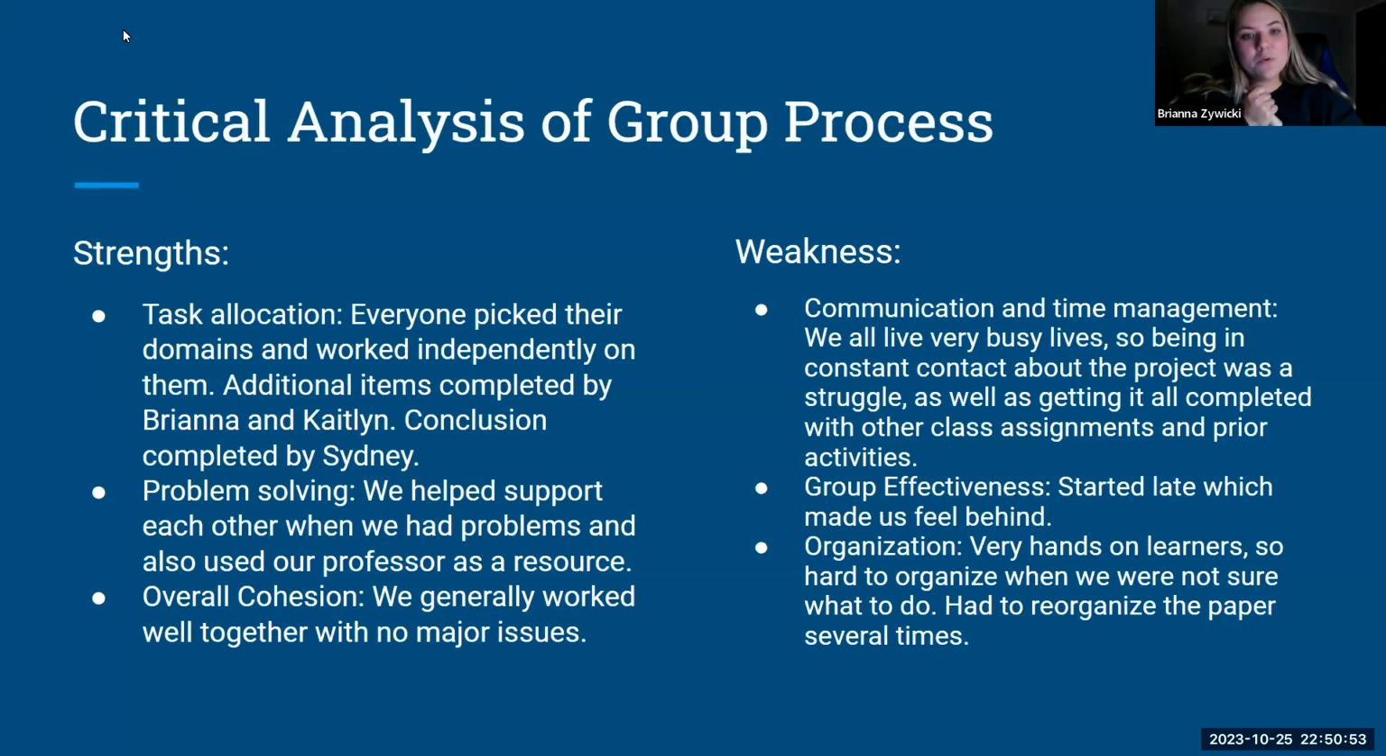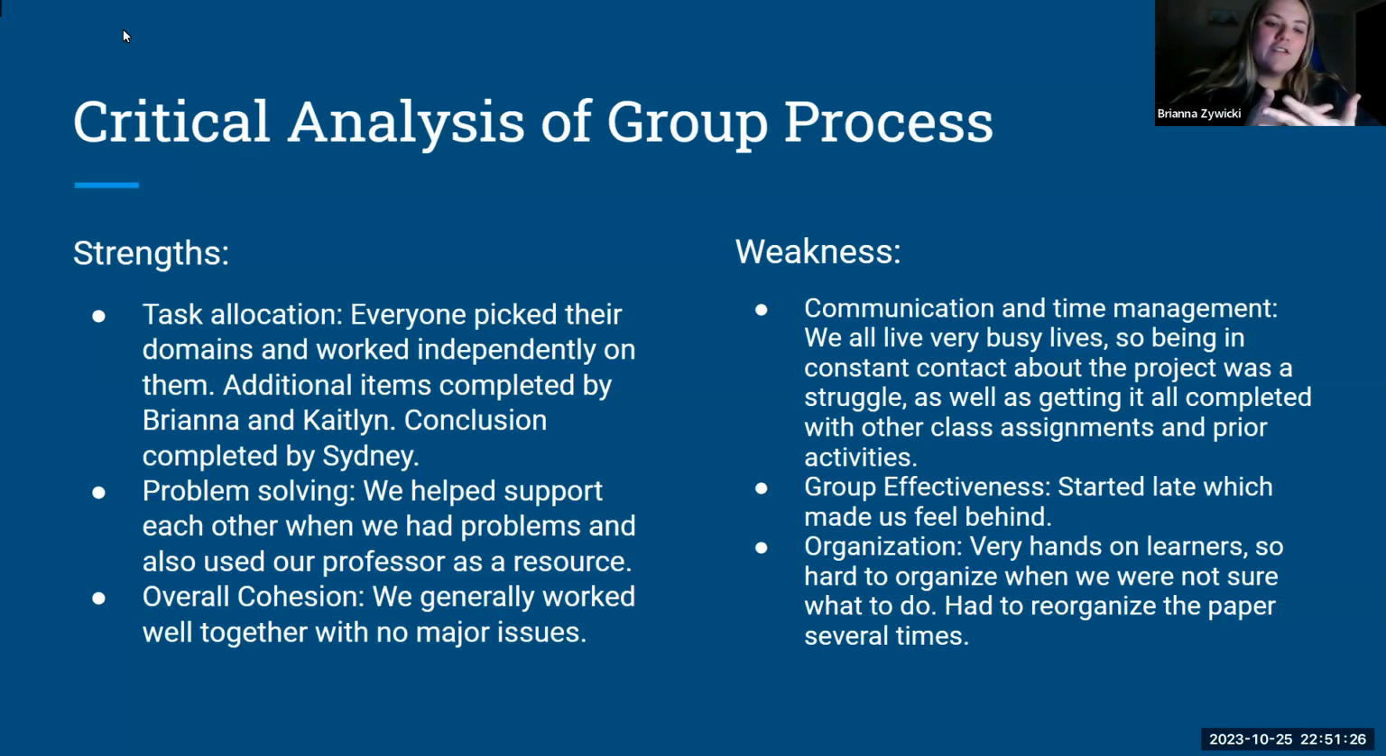Another strength of ours, I thought, was problem solving. We helped support each other when we had questions, when somebody didn't know what something meant, or, you know, a page limit or anything like that. We all helped each other out with those questions, and we also leaned on our professor as a resource. Since there was no example or anything like this, we weren't sure exactly what we were supposed to be doing. So we really used our professor as a resource to give us tips and tricks on what we were supposed to be doing. That was really helpful.